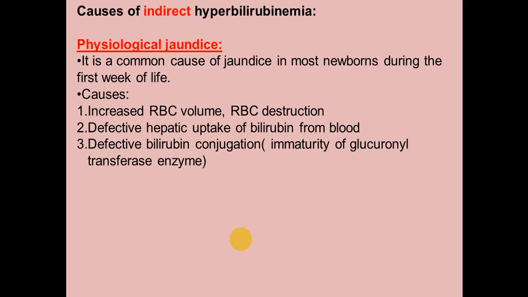So the infant will respond to this hypoxic environment by stimulation of the bone marrow and increasing the RBC mass. After delivery, the newborn baby does not need this large mass of RBC, so there will be destruction of the excess RBC, releasing bilirubin and causing physiological jaundice. Another theory is defective hepatic uptake of bilirubin from the blood, and the third theory is defective bilirubin conjugation due to immaturity of the glucuronide transferase enzyme.